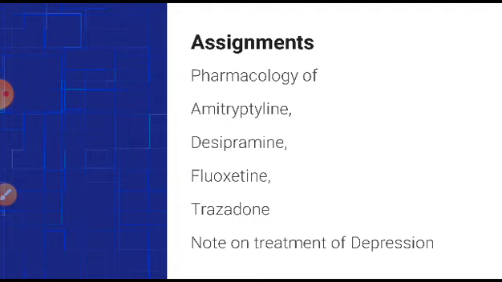Okay, so by this you have understood two very important classes here, TCAs and the SSRIs. Please go through these slides and understand well the mechanisms, because there is a lot of chance that you may confuse the mechanisms, so they have to be understood clearly. Now you have to prepare certain individual drugs of these categories, which I am giving you as an assignment. Please prepare the pharmacology of amitriptyline, desipramine, fluoxetine and trazodone, and also prepare one note on the treatment of depression.